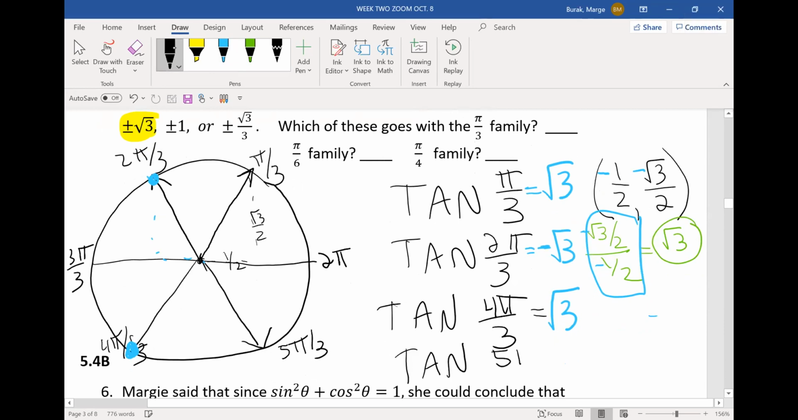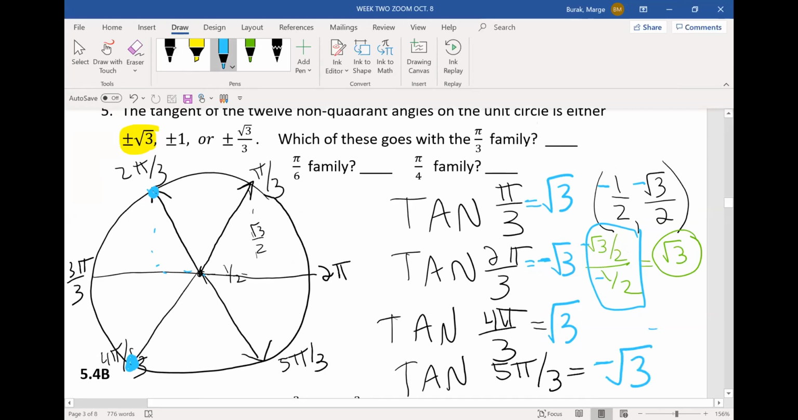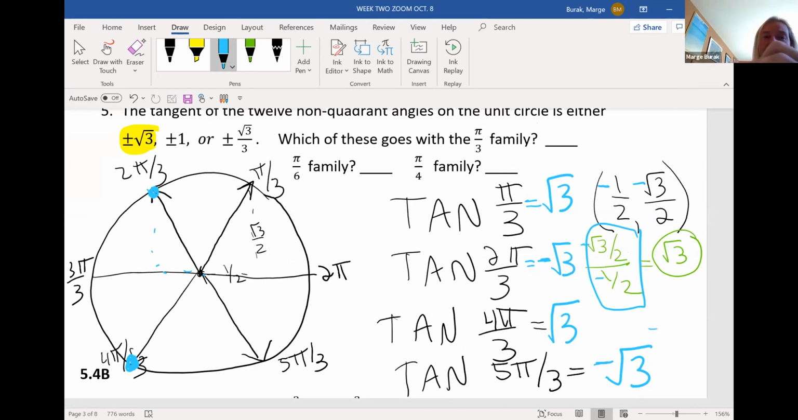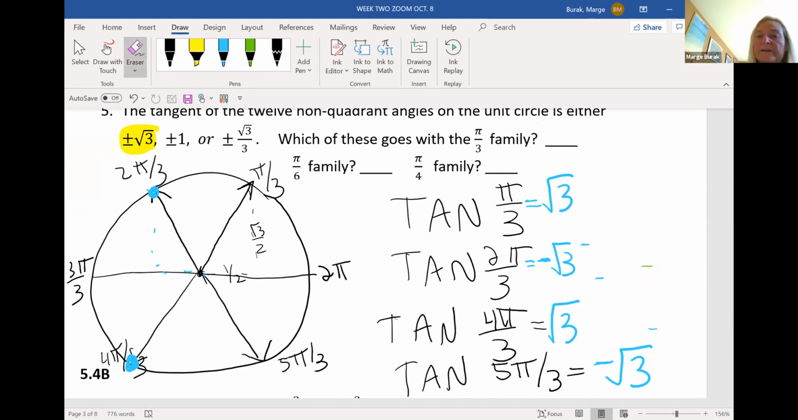5 pi over 3 is, Jennifer, go ahead. -√3. Because the sign is negative, and so one of the values will be negative. Nice, very nice. Okay, so that's called a family of pi over 3, and they all have either plus or minus radical 3.